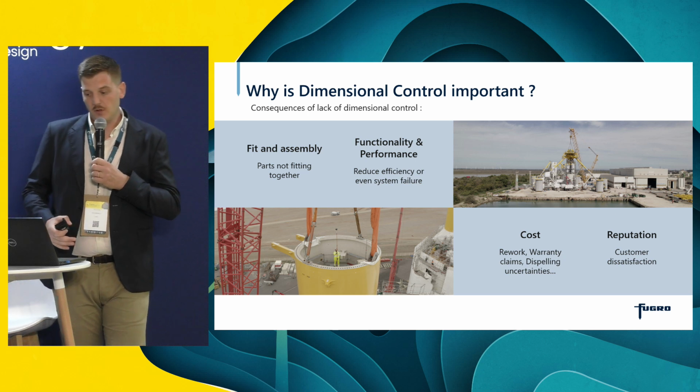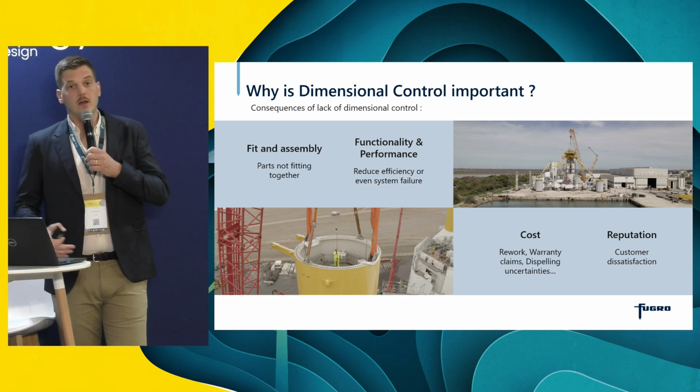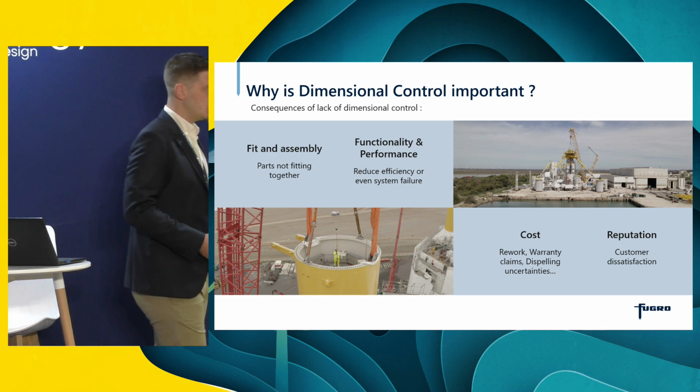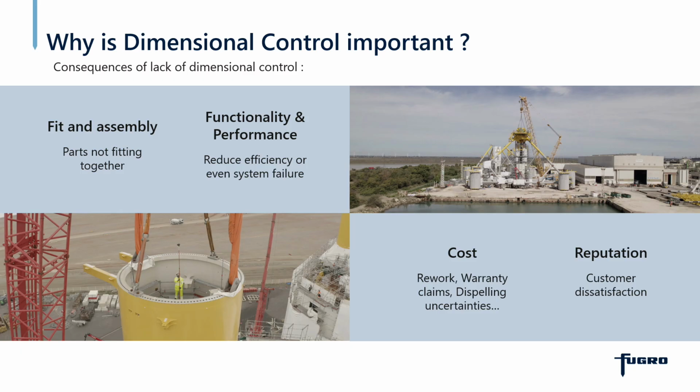We can find several consequences regarding the lack of dimensional control within the modular construction industry. First one, as we saw in the introduction, fit and assembly. Parts of the structure do not fit together, but also functionality and performance. If parts of the structure are not properly manufactured, it will for sure reduce the efficiency of the final construction by decreasing its lifetime, or even generate a potential failure at an early stage.